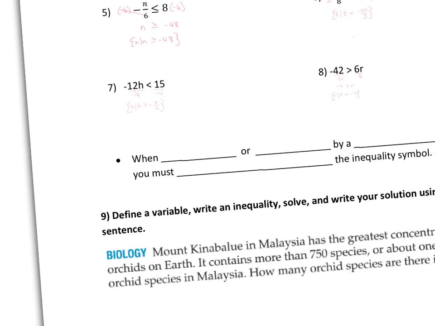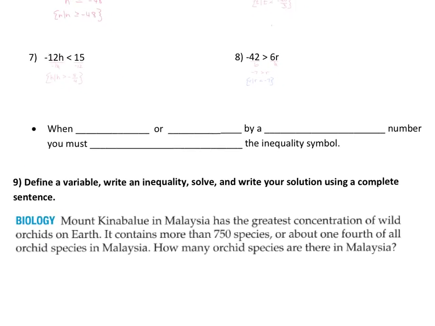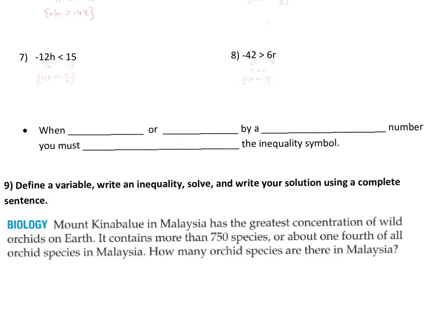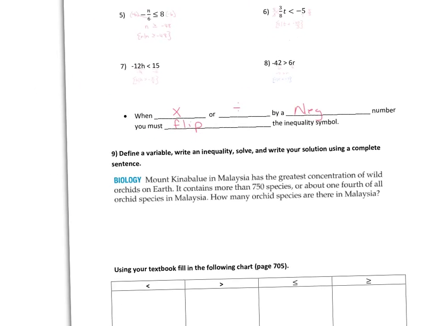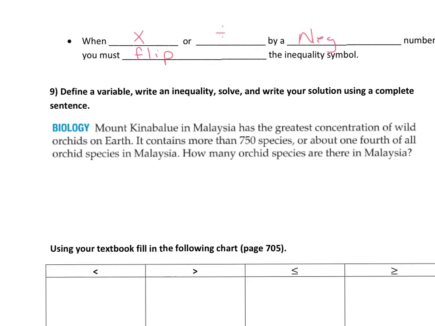Okay. All right, so now the rule of thumb here is when you multiply or divide by a negative number, you must flip the inequality symbol. Okay. All right, and number 9 is our last example we're going to be looking at.